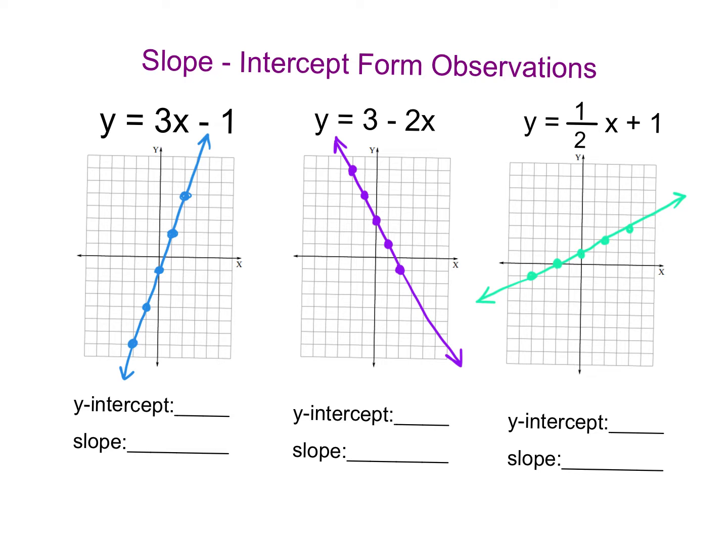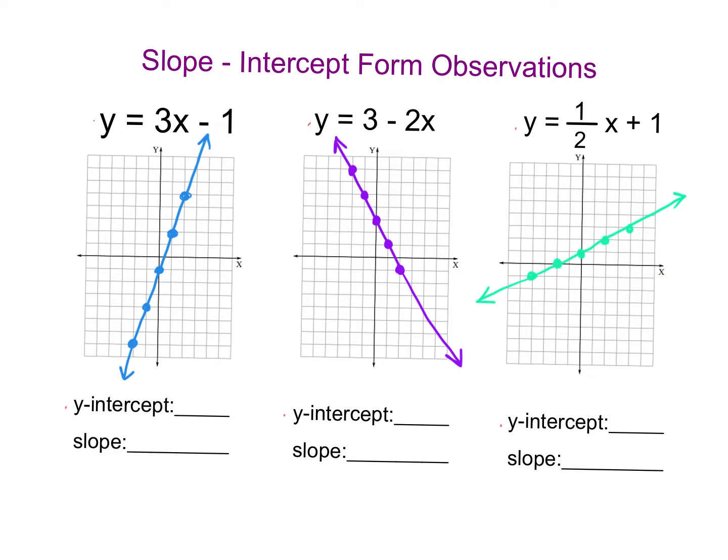So for each of these graphs, you'll notice that they are written in y equals form. And what we've done is we've created an accurate graph of these. And on your handout, you can actually see the coordinates because you can see the tables of the points that you see on the screen. So what we're going to do for each of these graphs and equations is find the y-intercept for each one, and then we're going to find the slope.